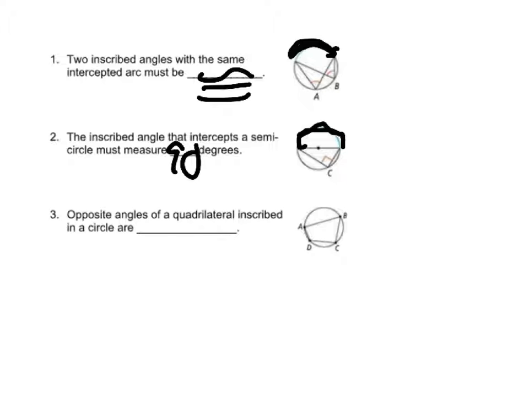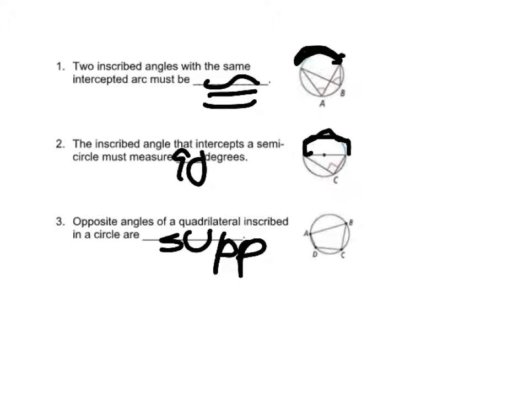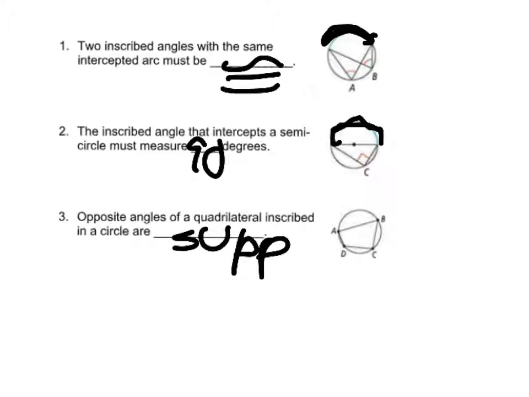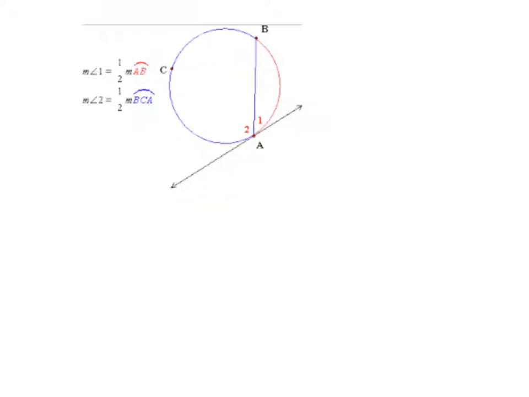For the third, opposite angles of a quadrilateral inscribed in a circle are, the answer is supplementary, because let's take A and C for example. We can see that the intercepted arcs of A, which would be this, and C, which would be this, add up to 360. Half of 360 would mean that their inscribed angles add up to 180.